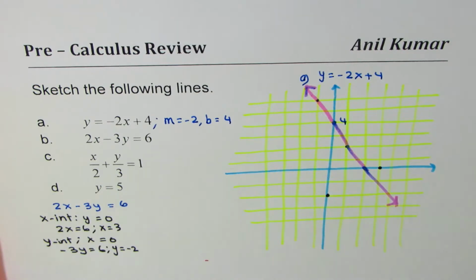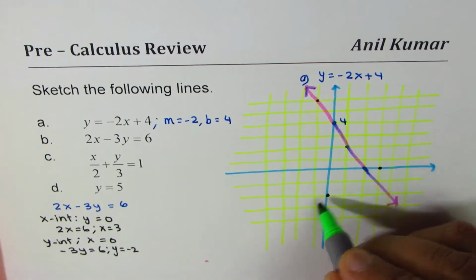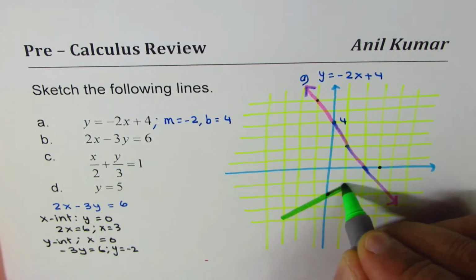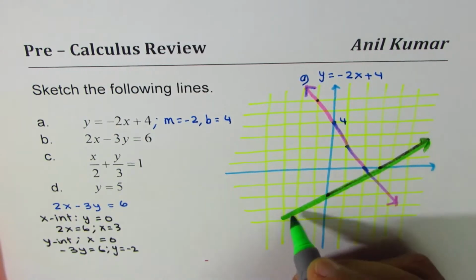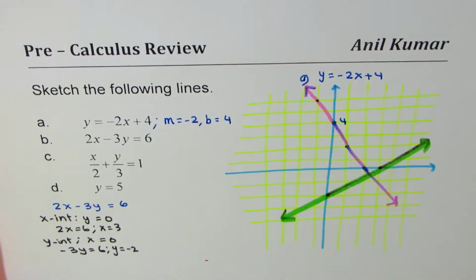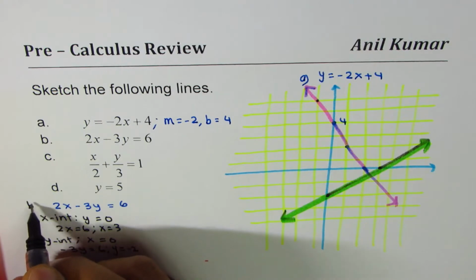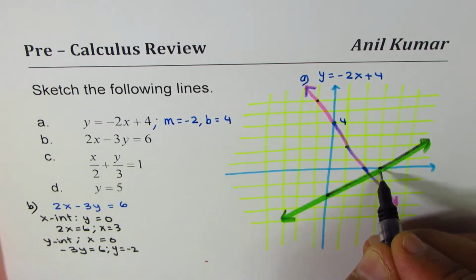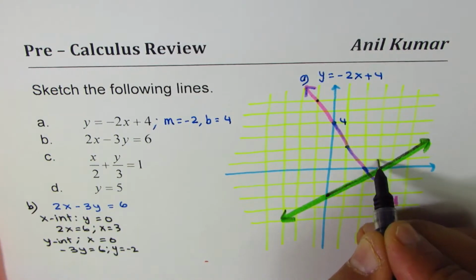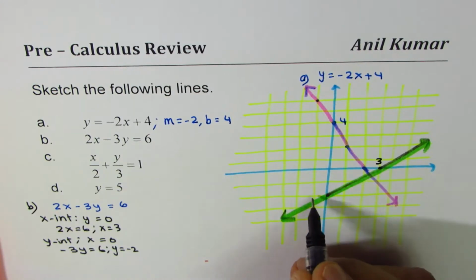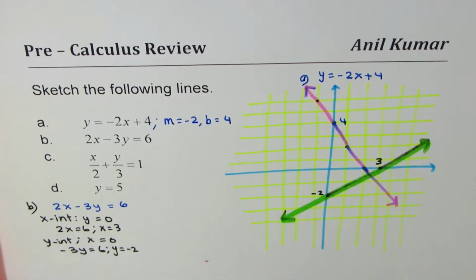So joining these points, we will get our line. I'll join these points to sketch that line. That becomes the line which represents part B, where the x-intercept is 3 and the y-intercept is minus 2. You get an idea, right? So that is part B.